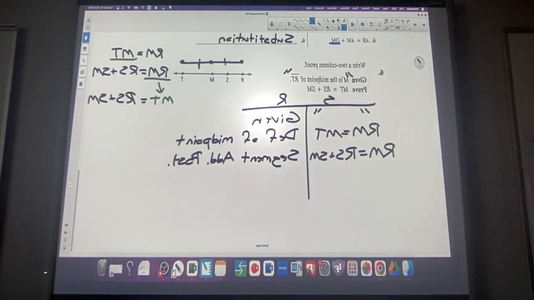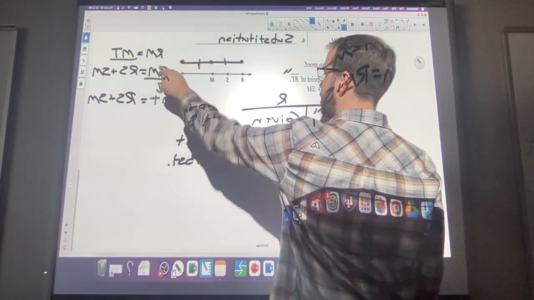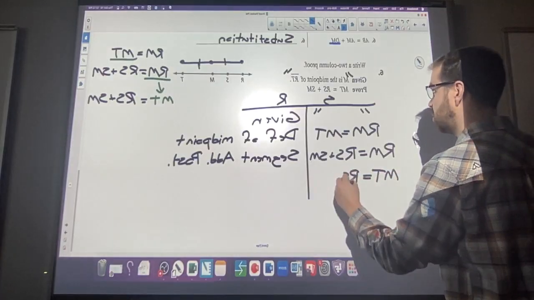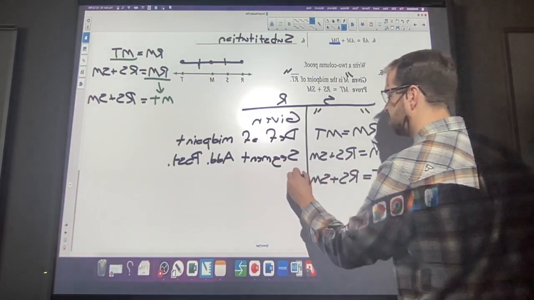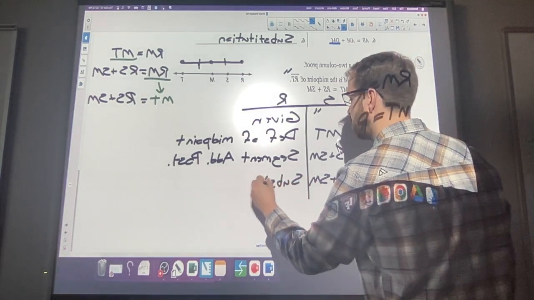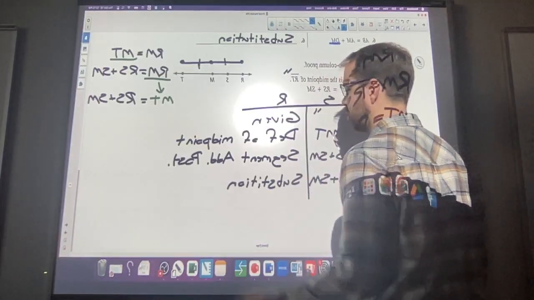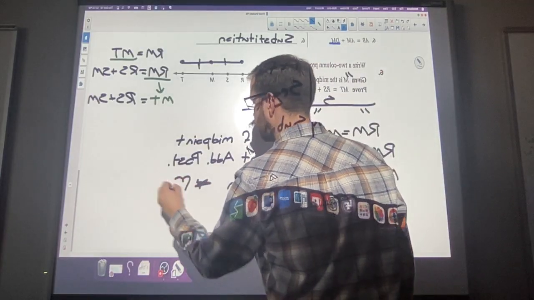And let's wrap it all up, put a bow on it. We want to replace this RM here with MT. So we're going to say MT equals RS plus SM, substitution. There you go. Put a star by it, put a heart, put a smiley.